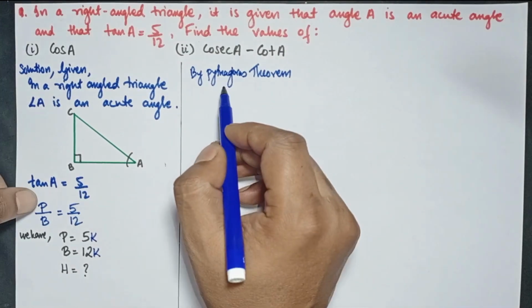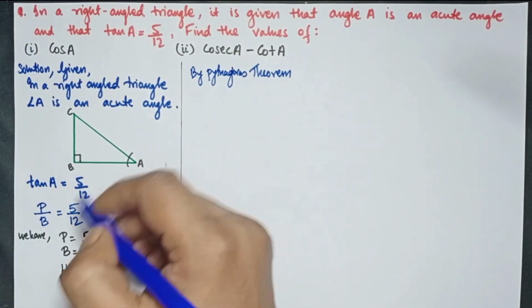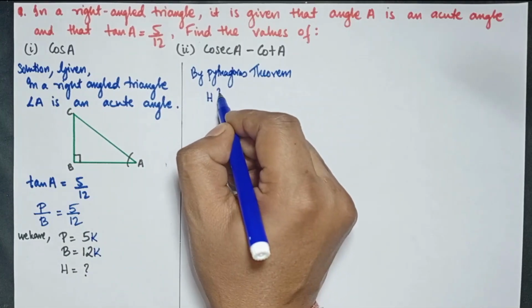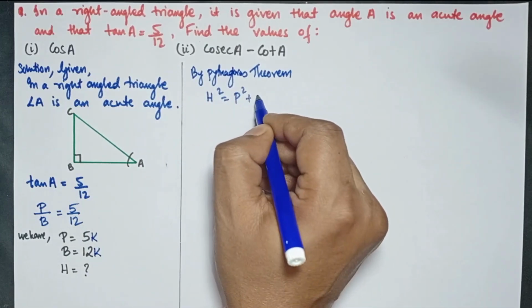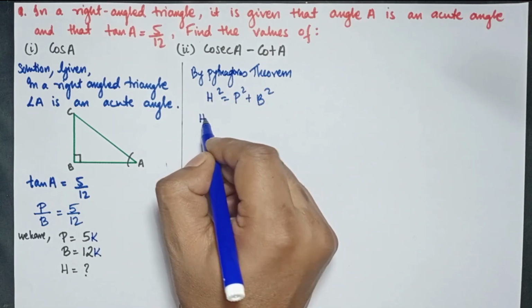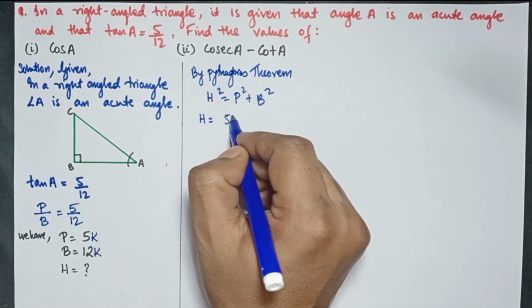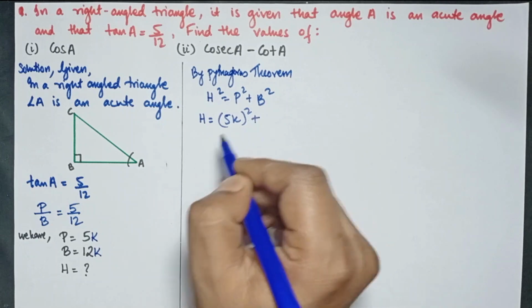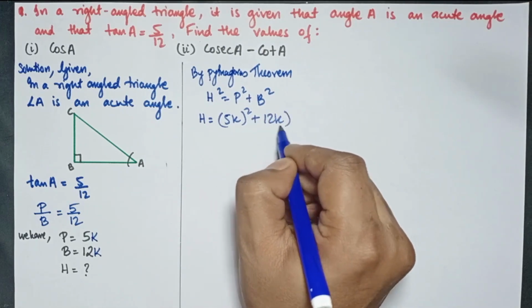Okay, so we have Pythagoras theorem. Pythagoras theorem says, since we have to find the value of h, h square equals p square plus b square. So h square equals, p is how much? 5k whole square plus b is my 12k whole square.